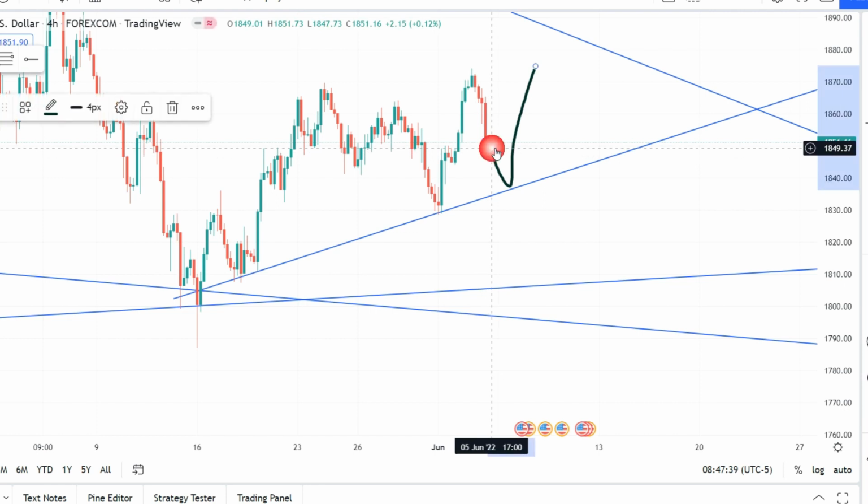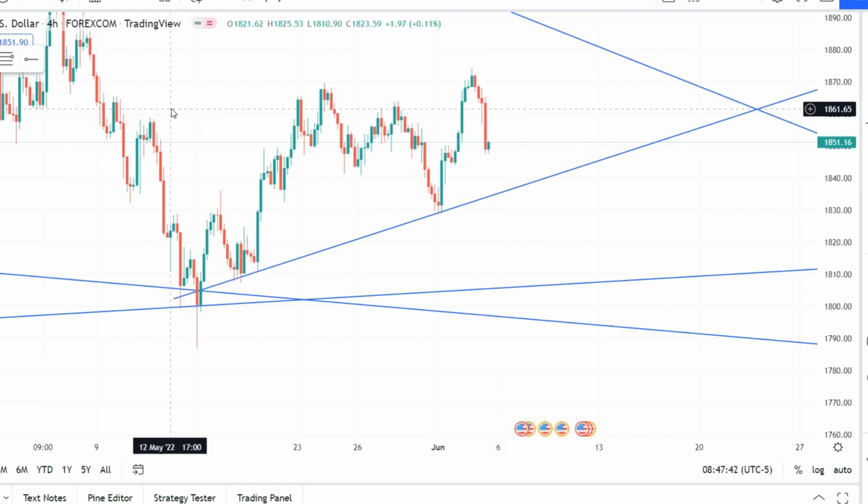But right now, due to a lot of geopolitical tensions between China and Taiwan, and between America, Russia and Ukraine, and also because COVID cases are rising, there's a possibility that gold can go a little bit upside. So this is why I was saying that 1846 is a strong area for us.